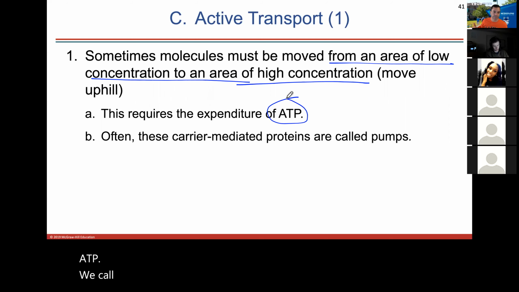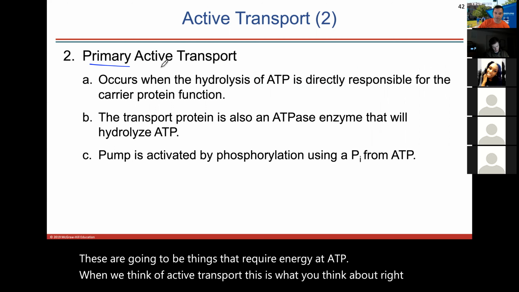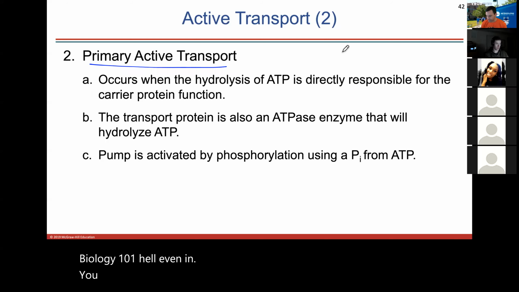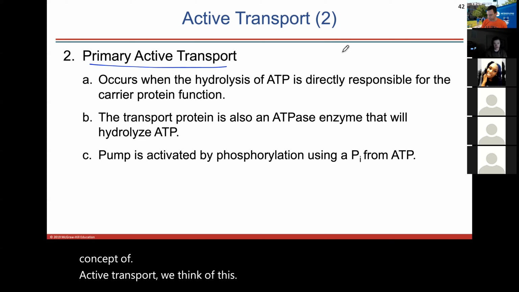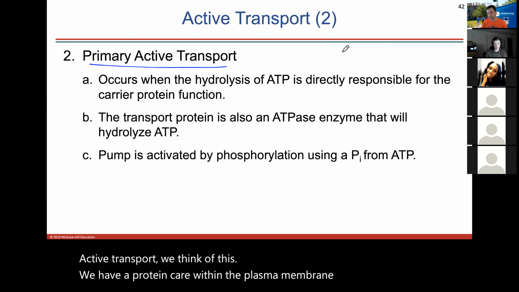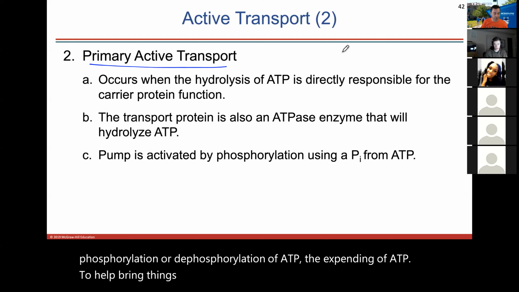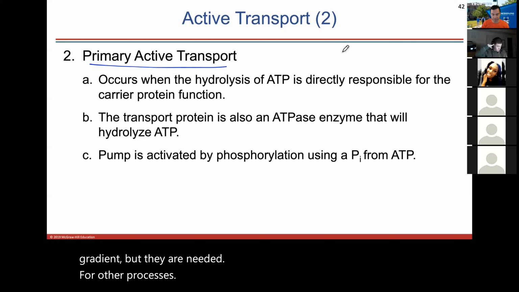We call these pumps: sodium-potassium pump, okay? Calcium pumps. These are going to be things that require energy, that ATP. When we think of active transport, this is what you think about right here. Okay? In Biology 101, when we introduce the concept of active transport, we think of this. Okay? We have a protein carrier within the plasma membrane, requires the phosphorylation or dephosphorylation of ATP, the expending of ATP, to help bring things across that are going against their concentration gradient, but they are needed for other processes. And we'll see that here in a second.